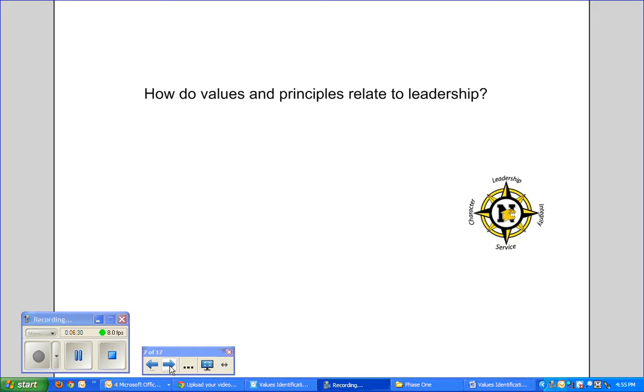Our next question, upon which we would like you to reflect, is, how do values and principles relate to leadership? Share your thoughts on question 6 of your makeup sheet.